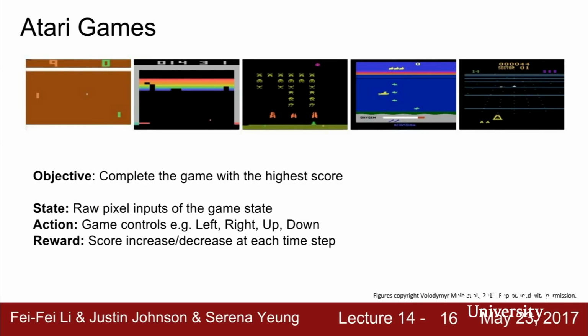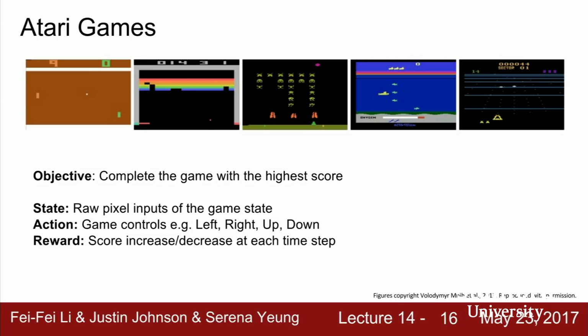So games are also a big class of problems that can be formulated with RL. For example, here we have Atari games, which are a classic success of deep reinforcement learning. Here the objective is to complete these games with the highest possible score, right? So your agent is basically a player that's trying to play these games. And the state that you have is going to be the raw pixels of the game state, right? So these are just the pixels on the screen that you would see as you're playing the game.